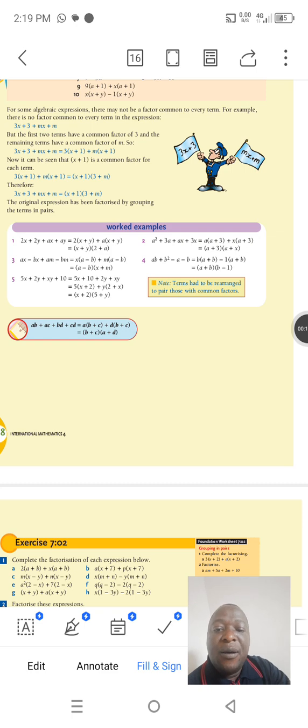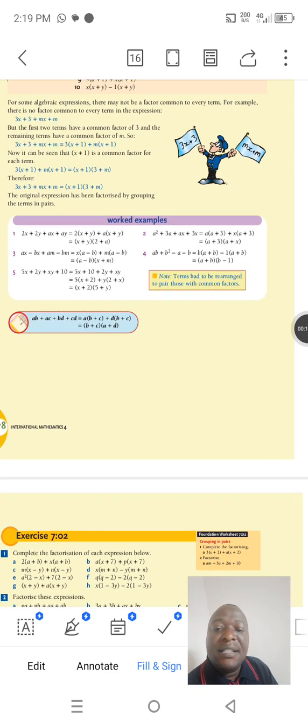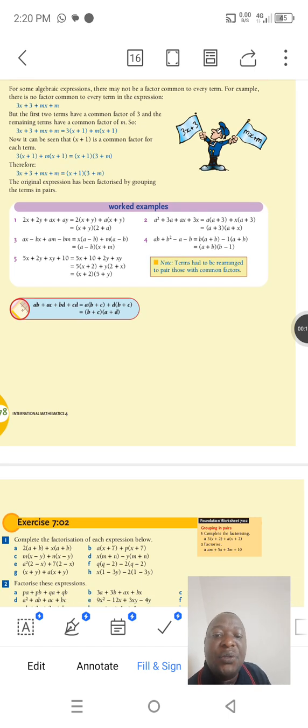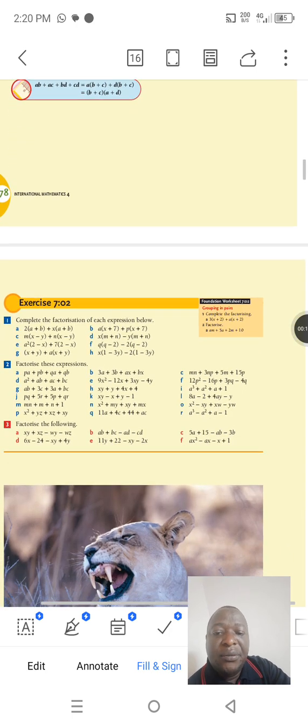Like for our case, ab plus ac plus bd plus cd, if we pair the first two terms, it has a common factor of a. If we pair the last two terms, it has a common factor of d. Therefore, the expression becomes a into b plus c plus d into b plus c. Again, b plus c is common, so we factorize it out, and the expression becomes b plus c in brackets into a plus d. So that's what we learned today.